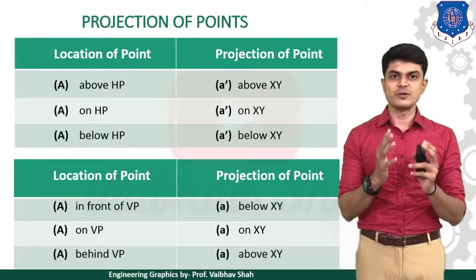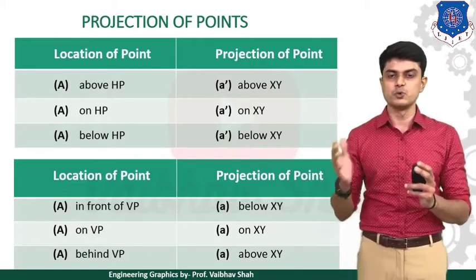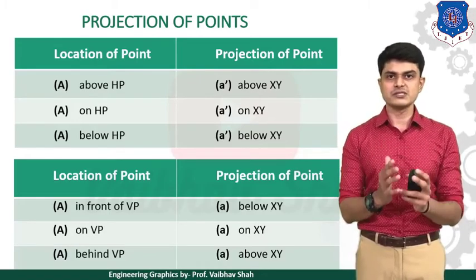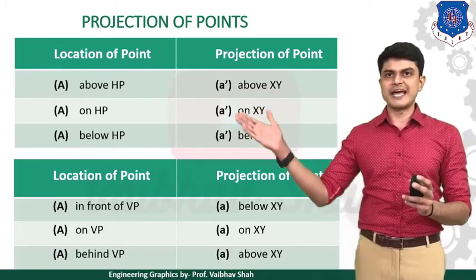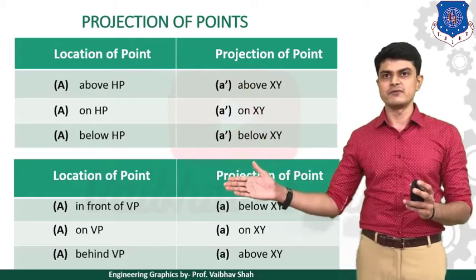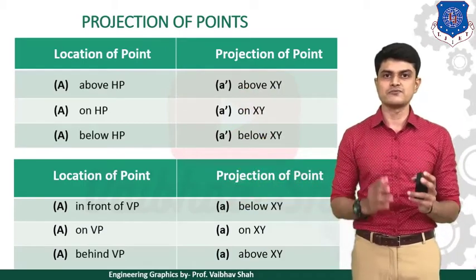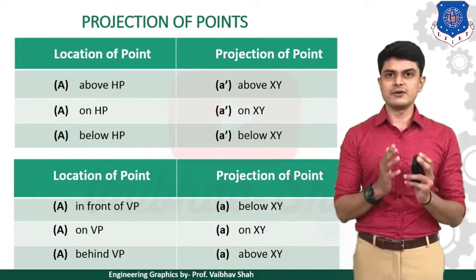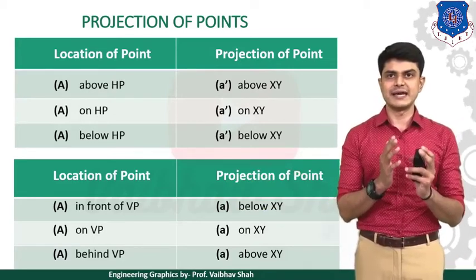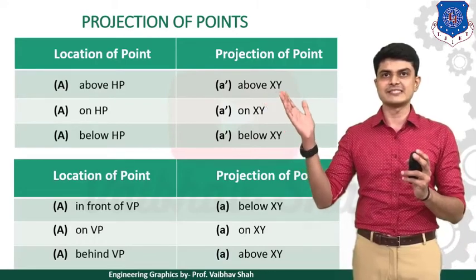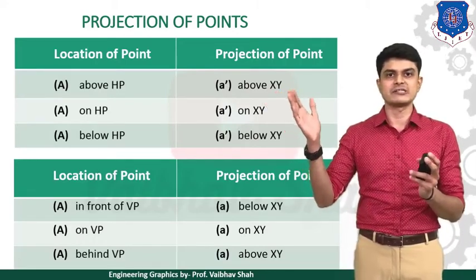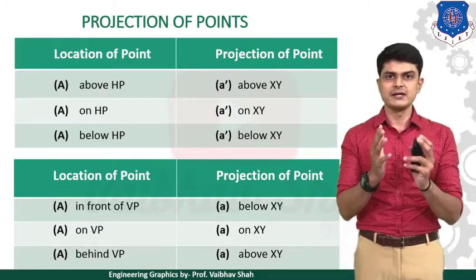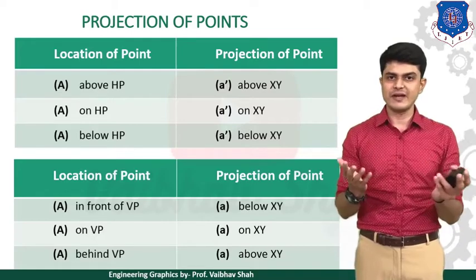So now let us try to understand this table first. We have a total of two tables. These are nothing but your projection of points tables. The first table is with respect to your HP, as you can see, and the second table is with respect to VP. So there are two tables, the first for HP and the second for VP. Now whenever in your examination the problem says that your point A is above HP, your answer would be directly point A dash above the XY line. So you just need to draw the XY line and then plot your point A dash above the XY line, right? Very simple.